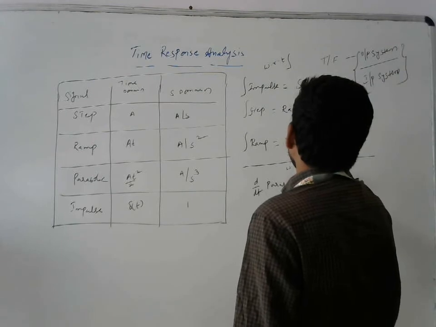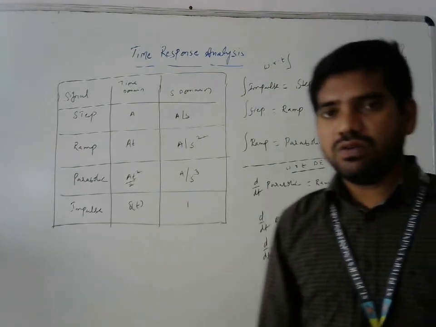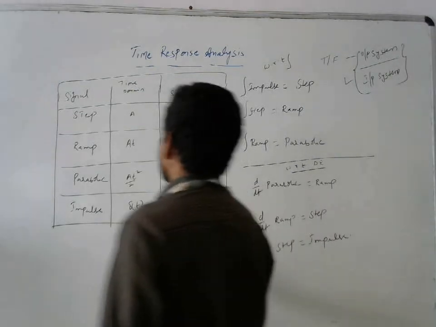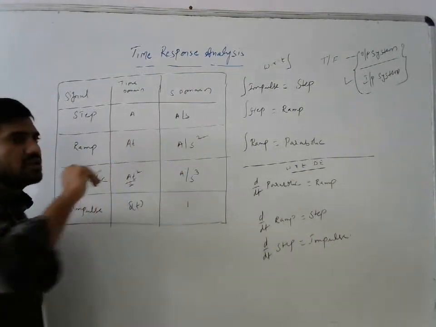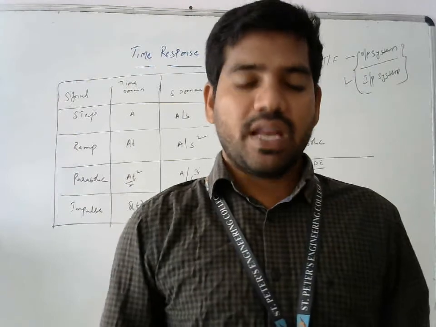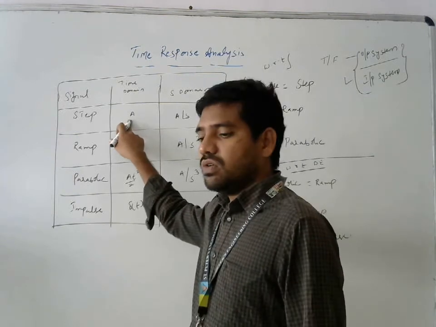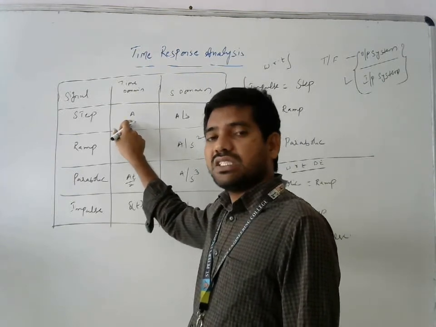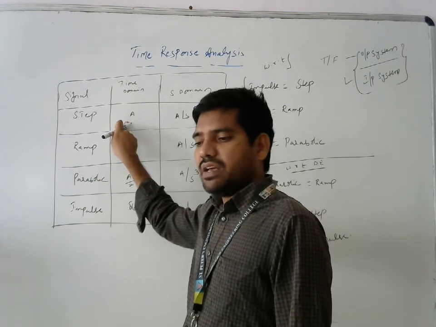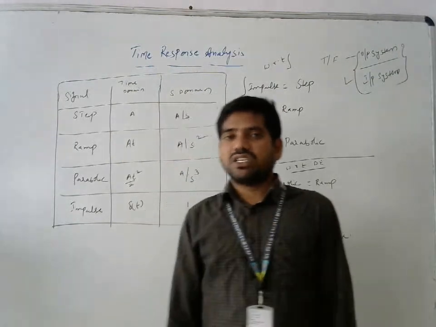These are the step signal, and we just need to focus on this. These are all different input values of R of t, how the value of the input varies as time varies. In the first case, when t is less than 0, it will be 0. When t equals 0, it varies from 0 to A, and the remaining values will be a constant for t greater than 0.